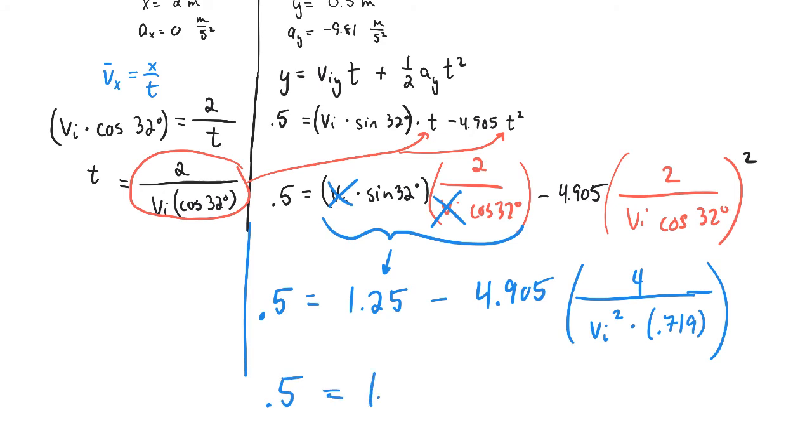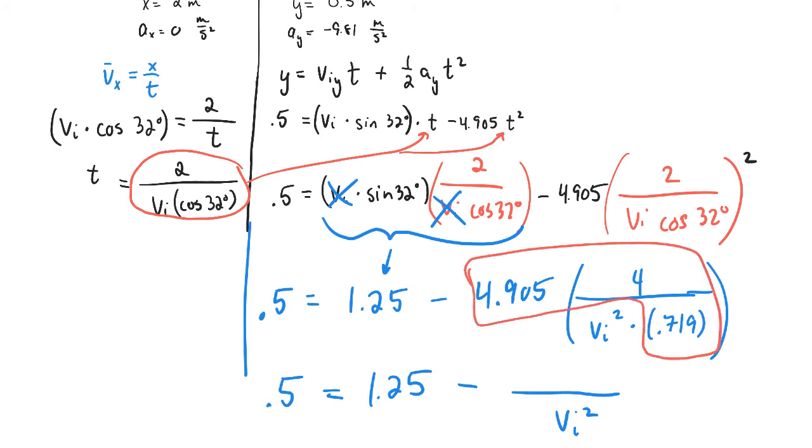So this will be 0.5 equals 1.25. Now it's going to be minus for sure, and it's going to be over VI squared. But again, I want to get a number from the product of these and the quotient of 0.719. So get a number there, and let's bring that number into the numerator. So again, 4.905 times 4 divided by 0.719 gives me negative 27.29. Yeah. And I carried my negative down here.